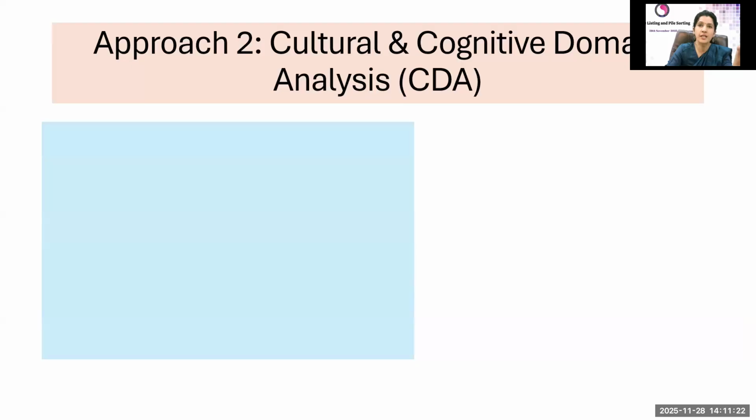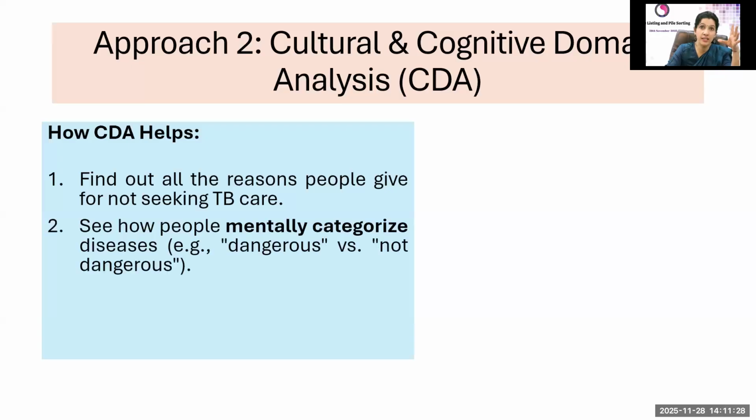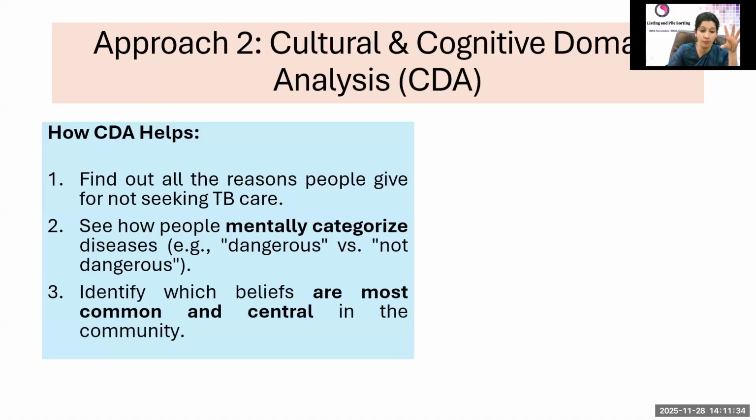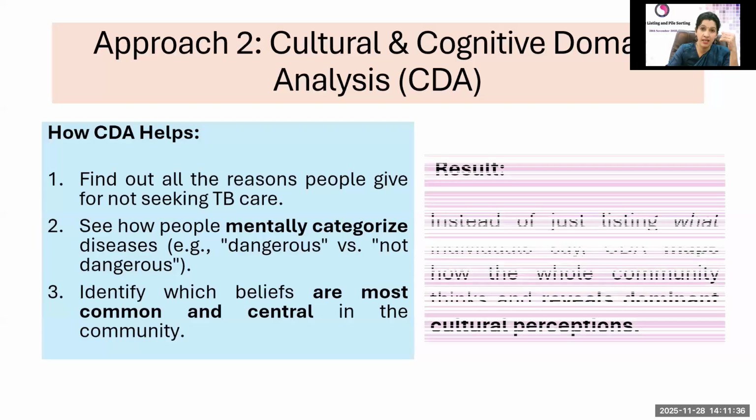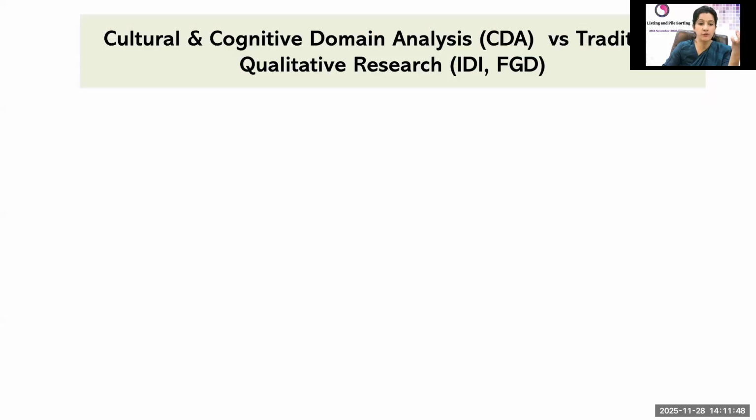This free list and pile sort will tell you the reasons for not seeking care, and it will tell the salience also, like what are the reasons which people find most common and which are central to this particular research question. So you get the frequency and the salience index of those cultural perceptions and those shared beliefs also.